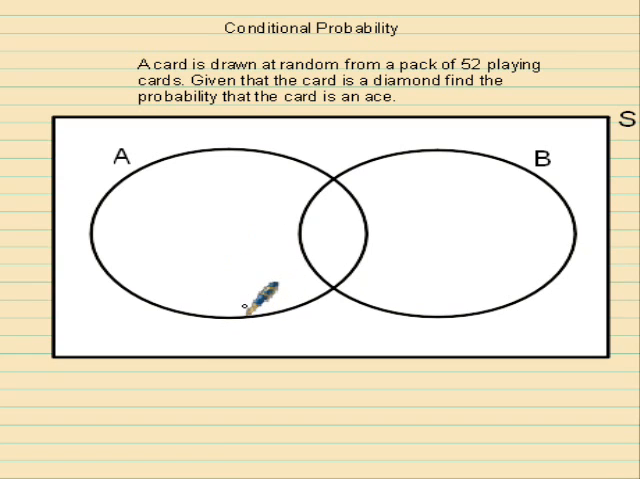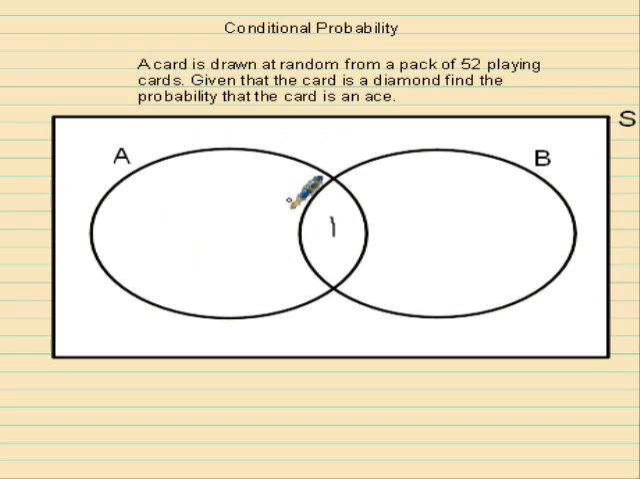So A is the chance, or all the outcomes where we draw a diamond, and B are all the outcomes where we draw an ace. And as before, we fill in the intersection first. So this is A and B, so that the card is a diamond and an ace. And of course there's only one event there. So we can now look at this space here.